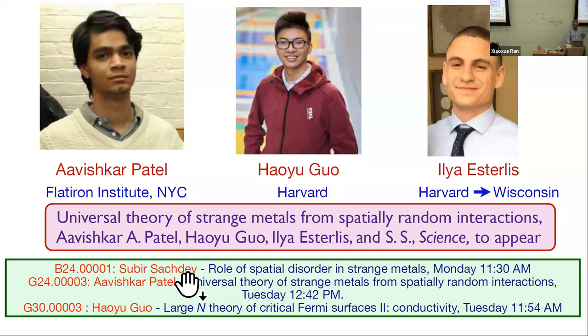Okay, and this is work with my former student, Aavishkar Patel, who's now at the Flatiron Institute, current student, Haoyu Guo, and a postdoc, Ilya Esterlis, who's moving to Wisconsin. Oh, I should have removed that. This is from the March meeting.